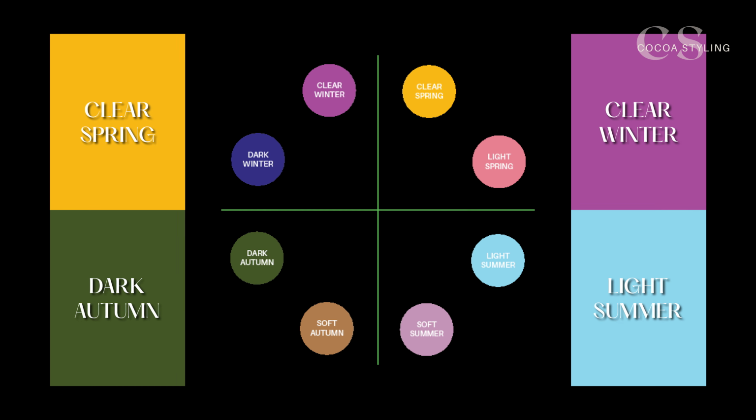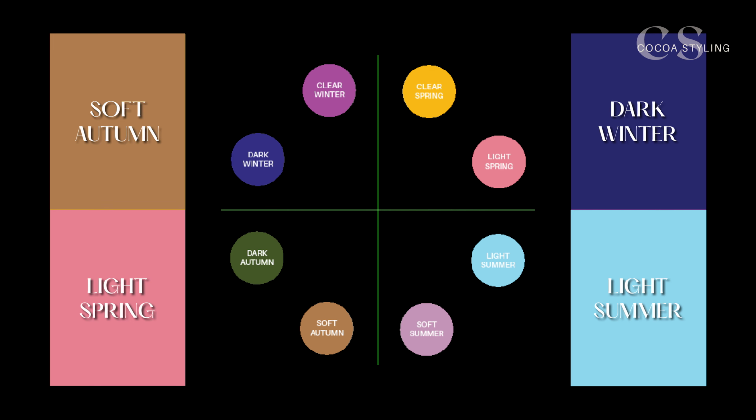Clear spring and dark autumn are cousin palettes because they are the more saturated types of their respective seasonal families. The same goes for clear winter and light summer. Light springs and soft autumns are cousin palettes because they are the more saturated counterparts of their seasonal family. The same goes for dark winter and soft summer.